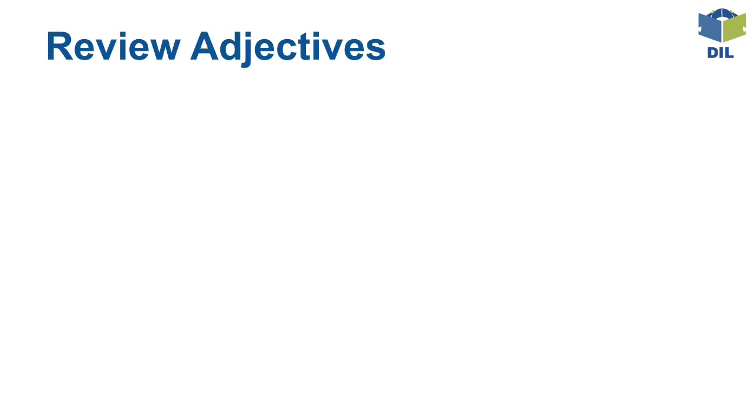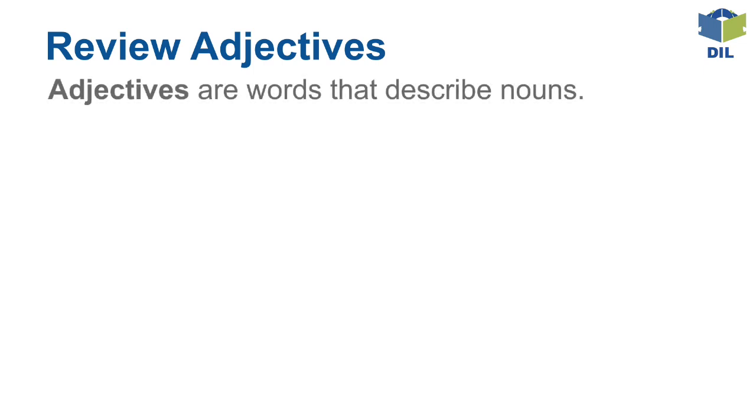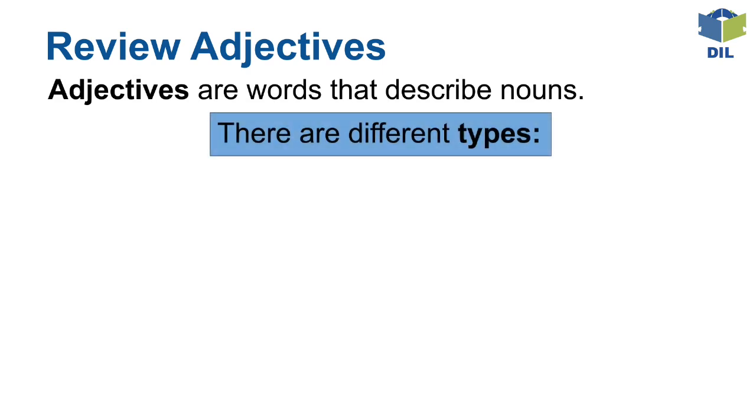Let's start by reviewing the different types of adjectives we have already learned. Do you remember what an adjective is? Exactly. Adjectives are words that describe nouns. Let's review some of the different types.